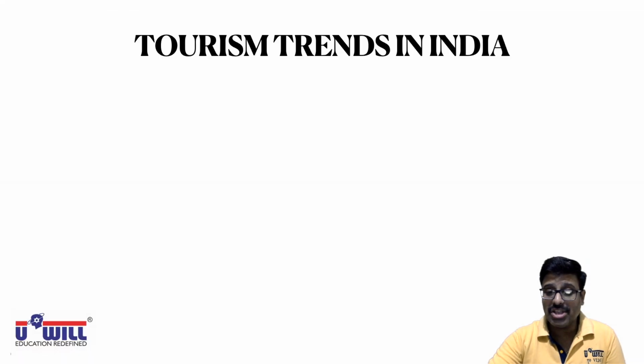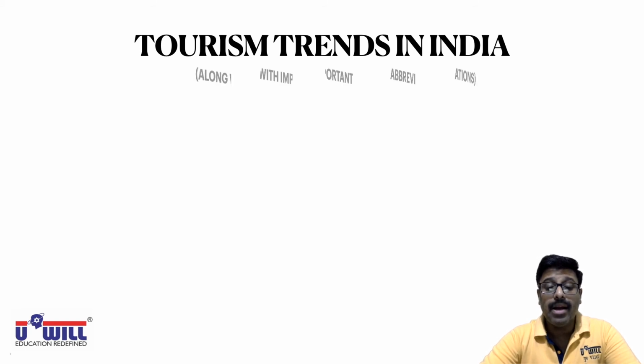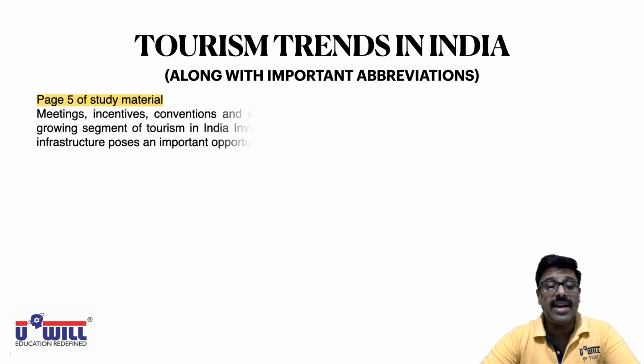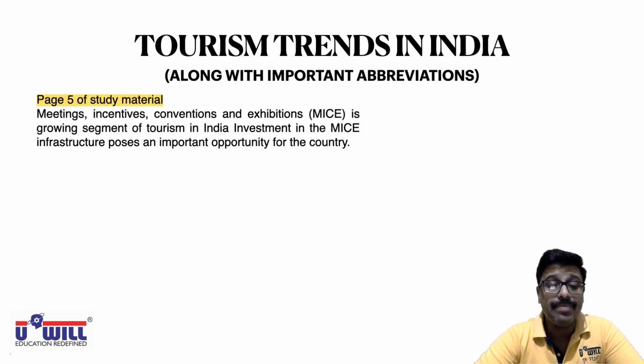Now, Chapter 2 of Unit 1, Tourism Trends in India. Some important theory elements are there which you are supposed to write in your notebook. So all of you give the heading in your notebooks, Chapter 2, Tourism Trends in India. This can come for 1 mark in MCQs also, so they are important. Along with the important abbreviations, full forms, etc. will also come across. You'll find this on page 5 of your study material.